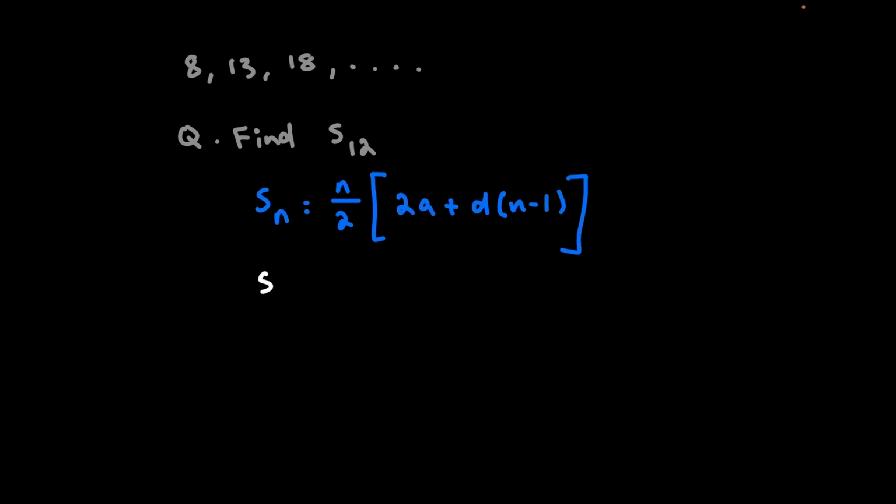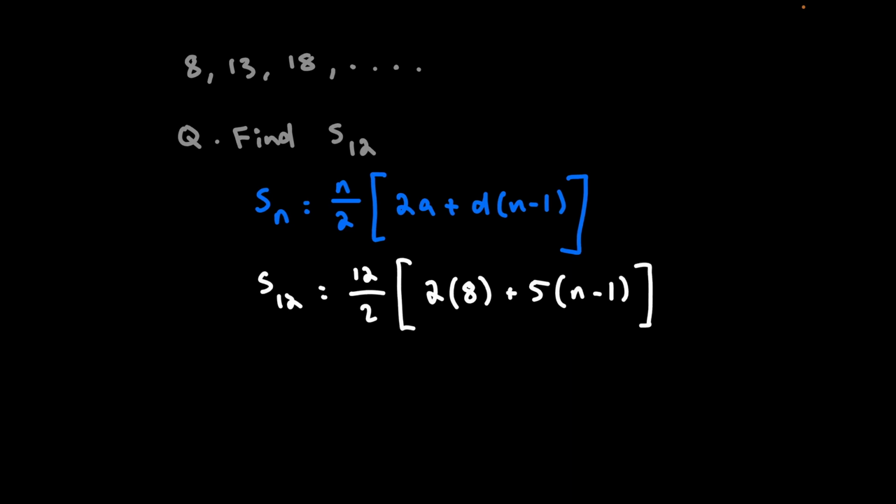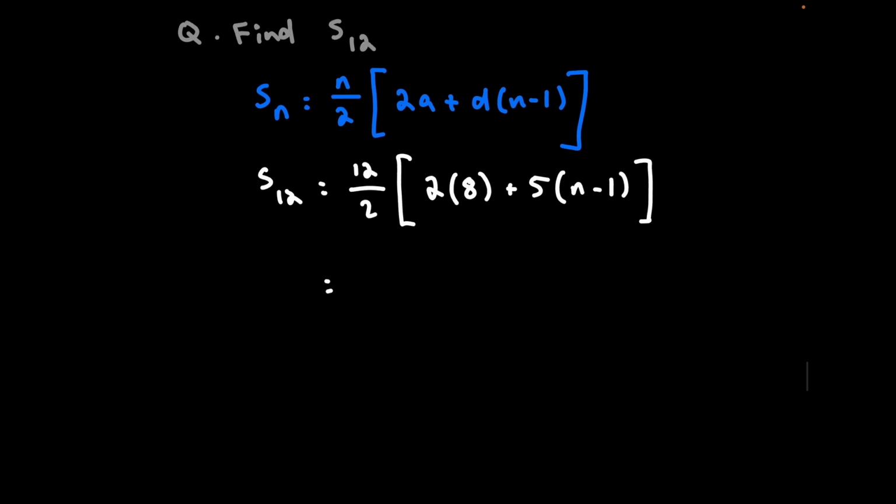Okay, to work out S12, we would simply say it's the same as 12 divided by 2 times 2 times the first term in the sequence, which is 8, plus the common difference, which is 5, times n minus 1. So now let's evaluate this. 12 divided by 2 is 6. 2 times 8 is 16. Plus, in this case, I forgot to sub in 12 for n. So we can sub in 12 here. So 5 times 12 take 1. So 12 take 1 is 11. 5 times that is 55.